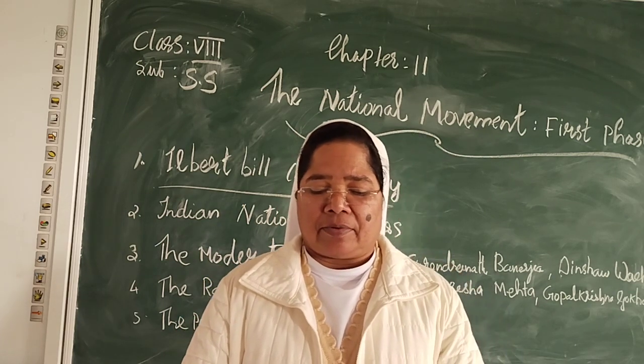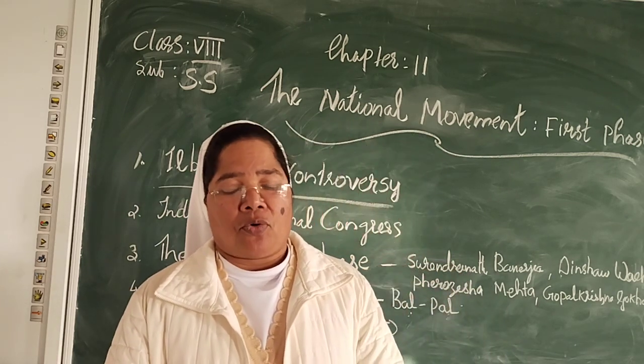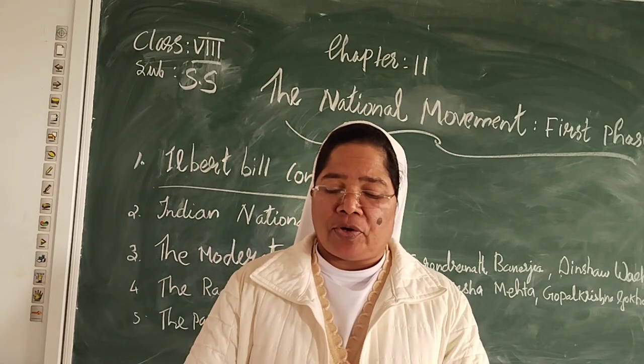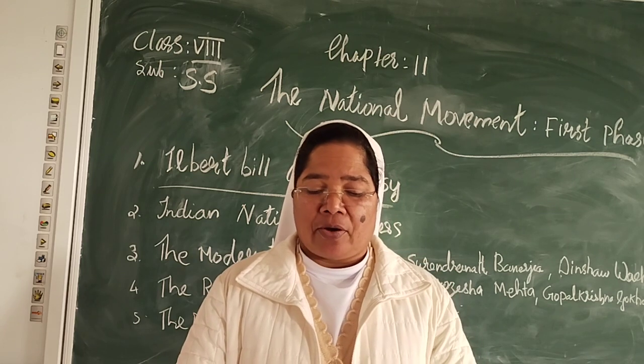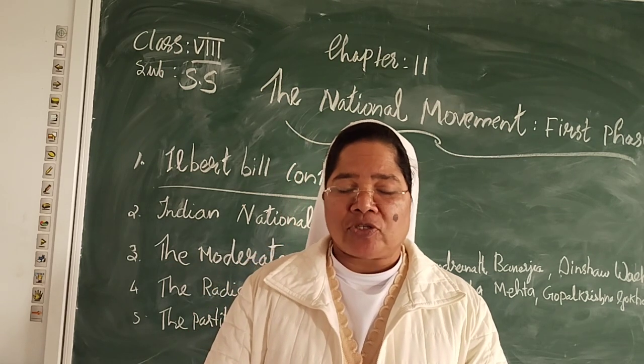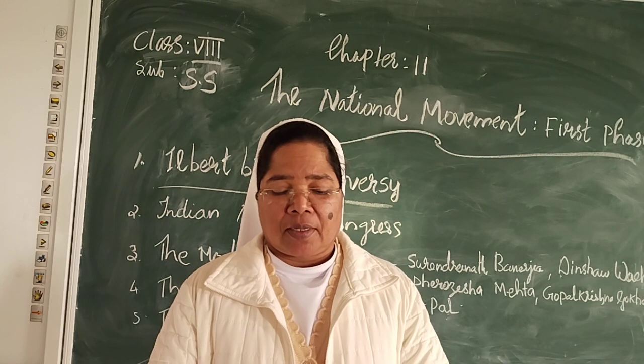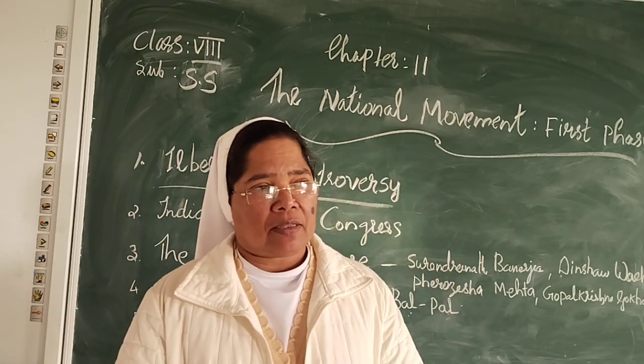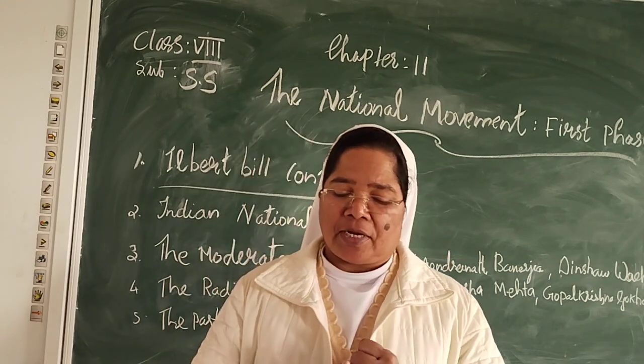Now, Lord Curzon. On 19 July 1905, the Viceroy Lord Curzon issued an order dividing the province of Bengal, consisting of the present West Bengal, Odisha and Bangladesh.